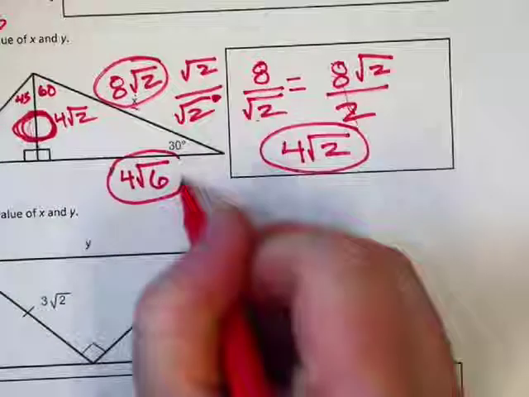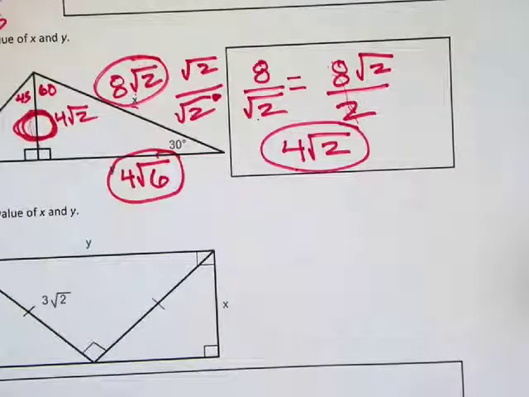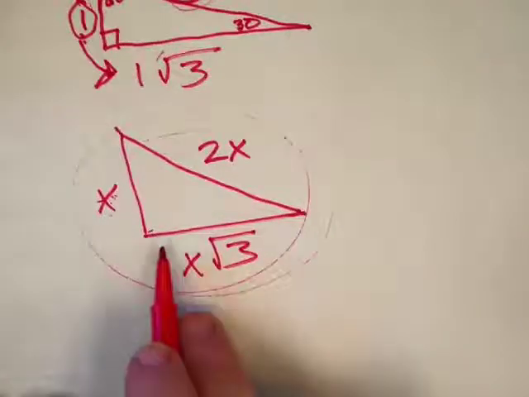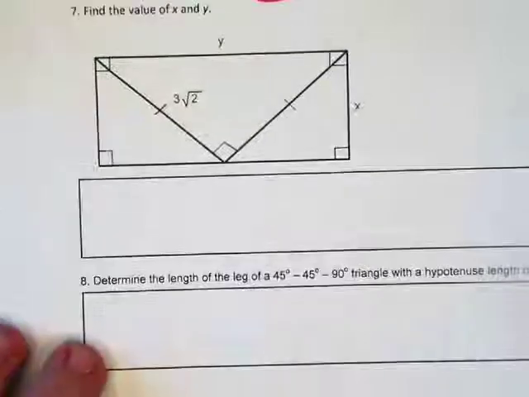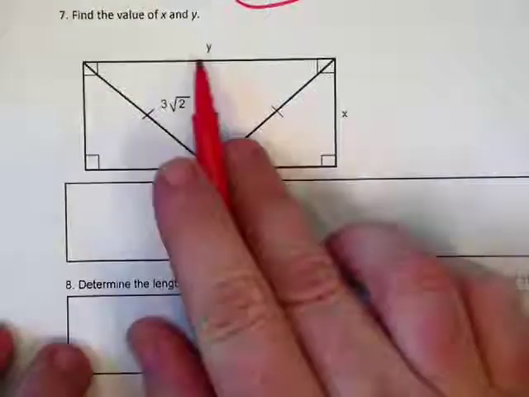Okay, so you've got to kind of remember the ratios, and then just use algebra. Just plug in what information you can plug in. Okay, let's look at number 7. Find the value of x and y.